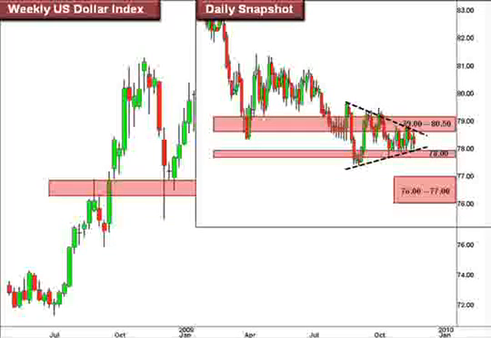If we take a quick look at our daily snapshot, you can see that we still continue to form that sideways triangle, suggesting that a major move should or could be expected. Generally, the sideways triangle suggests a continuation in the direction of the major trend, which has been down. Once again, that 76-77 box being a logical target.